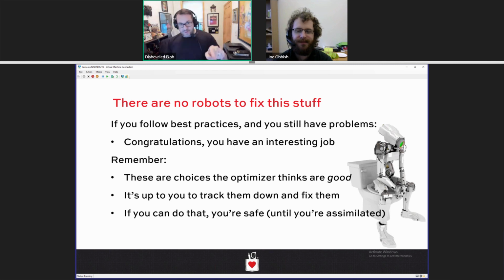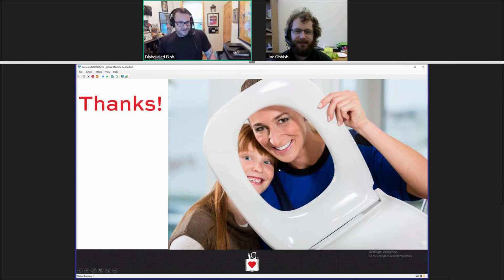It's up to you to track this stuff down. Track the queries down, then track it down in the query plan, do all this stuff and figure out what's wrong and really get your little baby fingers dirty on that stuff. If you can do that, you are safely employed, at least until the robots have come along and assimilated you entirely. That's all for us today.